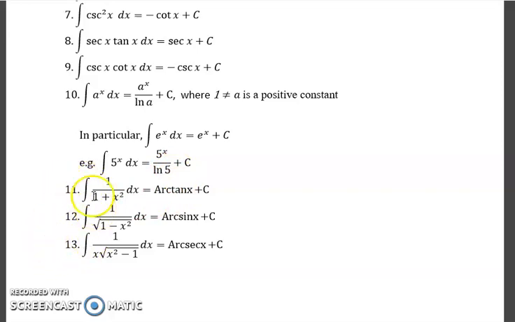The remaining formulas are integrals yielding inverse trigonometric functions. I did not include arc cotangent, arc cosine, and arc cosecant, because these formulas can be obtained from these three formulas, since the derivatives of arc cotangent, arc cosine, and arc cosecant are the negatives of the derivatives of arc tan, arc sine, and arc secant respectively.